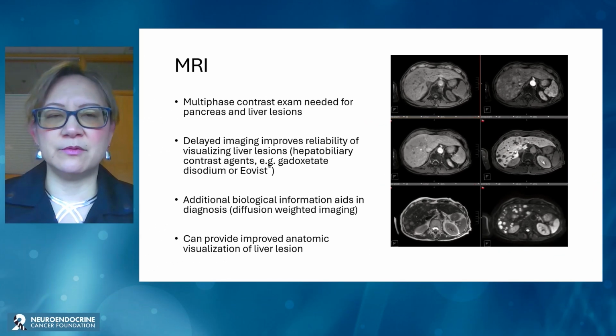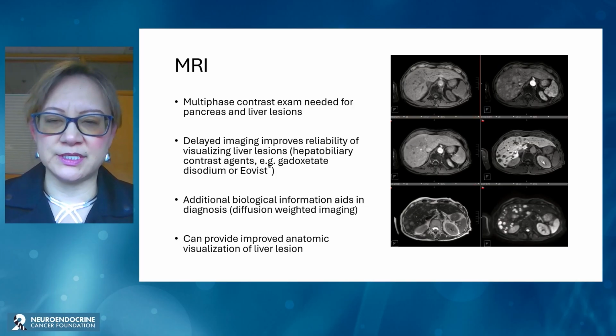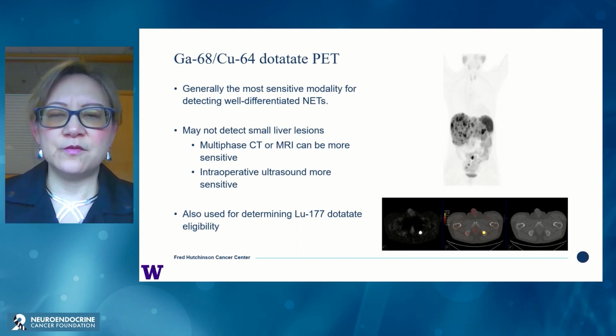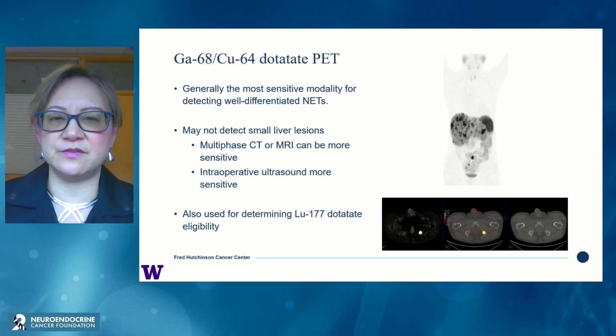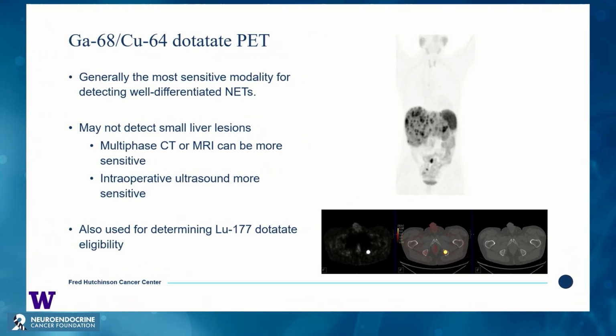And so MRI really gives us a nice view of the anatomic extent of liver metastases, and you can see similar findings with pancreas lesions. Now, for Dotatate, we have two agents available, gallium-68 and copper-64 Dotatate. These are generally considered the most sensitive for detecting well-differentiated neuroendocrine tumors.